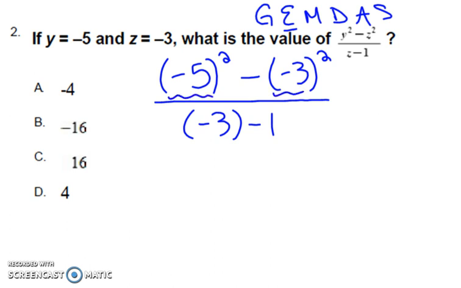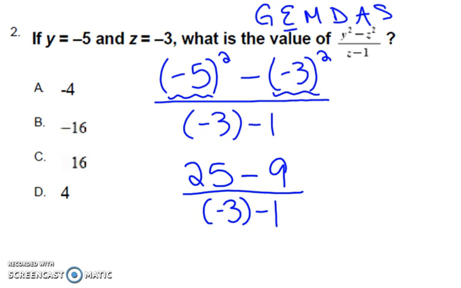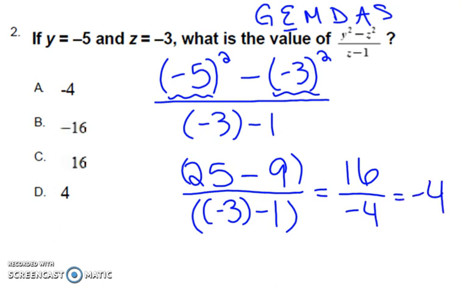So if I solve both my exponents, negative 5 squared is 25 minus negative 3 squared is 9, all over negative 3 minus 1. Now, I do have division. However, we need to remember our top is grouped together and our bottom is grouped together. So we're going to solve those before we divide. 25 minus 9 gives me 16. And on the bottom, negative 3 minus 1. And if you're not sure for your negatives, type it in your calculator. It gives you negative 4. 16 divided by negative 4 is negative 4.